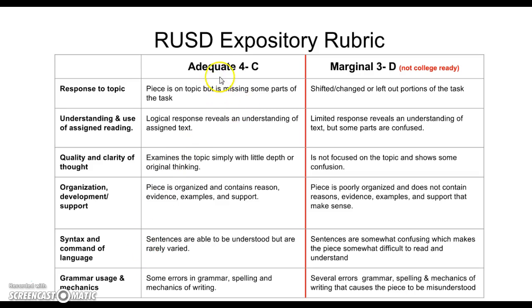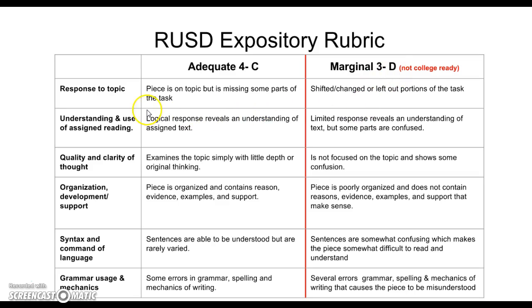So here you see we have an adequate score of a 4. That means that you're an adequate writer. You're not bad, but you're not great. That would be equivalent to a grade of a C. And then we have marginal, where you're not so good, and as we see here, not college ready. A 3 would be equivalent to a D for your grade.